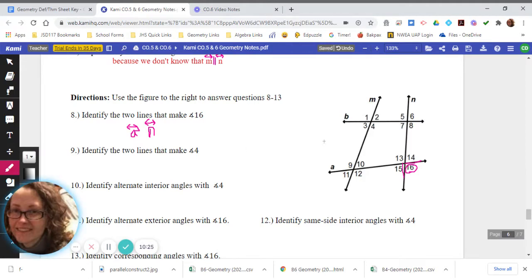Identify the two lines that make up angle 4. Well, that would be here at M and here at B. So line M and line B.